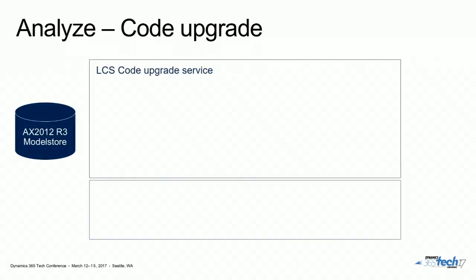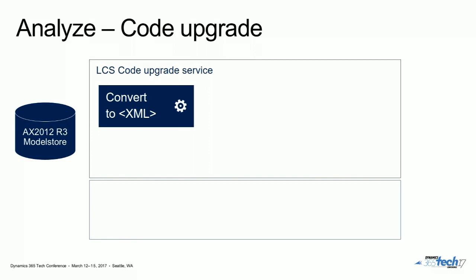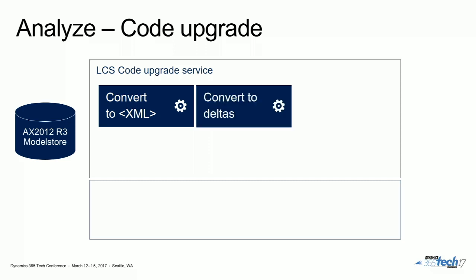A little bit of inside the code upgrade tool. Although it's just upload your model store, click a button and wait for it to do it, inside it's doing a bunch of stuff. So it converts your source code into the XML source code files that we have in Dynamics 365 for operations. It then takes what would have been overlayering in AX 2012 and converts the overlayer pieces of your code into Delta XML files, which is the way that code is stored in AX7, Dynamics 365 for operations.